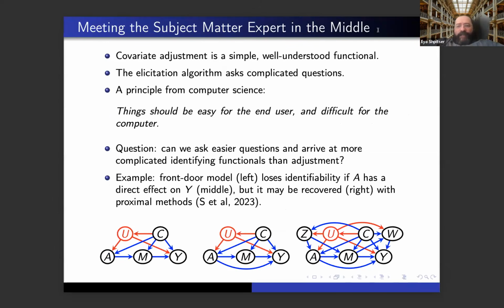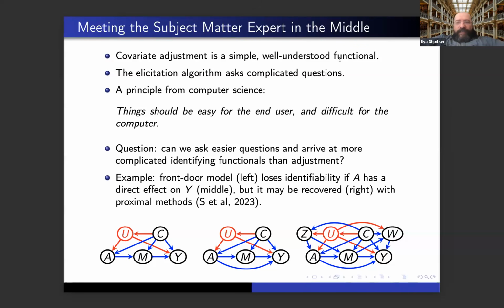So my thought here is we should try to meet the subject matter in the middle. Covariate adjustment is very simple, very well studied, right? And the elicitation algorithm that's provided here is asking fairly complicated questions, really. In computer science, we have this saying that in a human-machine collaboration, things should be hard for the machine and easy for the human, right? So in that spirit, my open question is: is it possible to ask easier questions at the price of using more complicated formulas for identification?